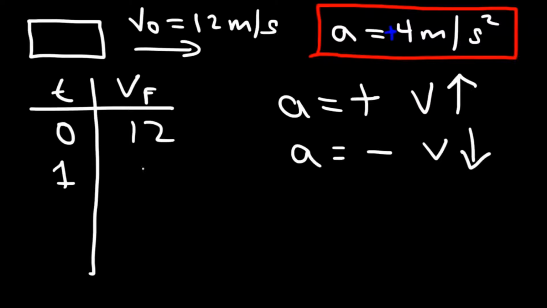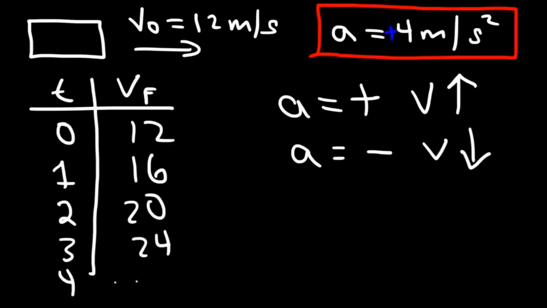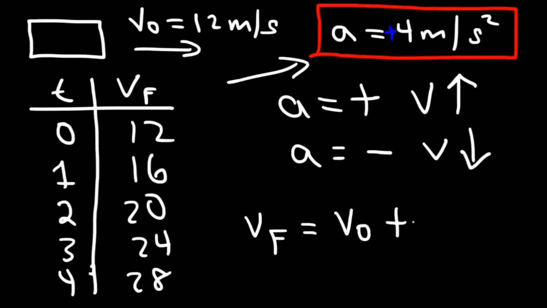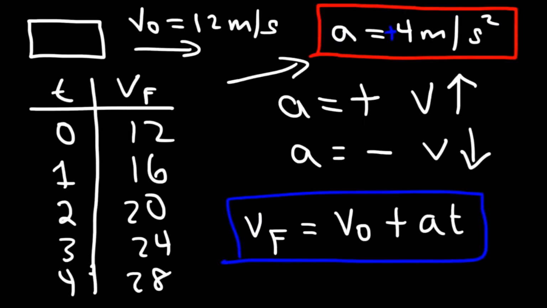So 1 second later, the velocity would be 16. 2 seconds later, the velocity is 20. 3 seconds later it's 24. 4 seconds later, it's 28. And so on. Every second, the velocity will increase by 4 meters per second because the acceleration is 4 meters per second per second. Now, the formula that you need to know is final velocity equals initial velocity plus at.